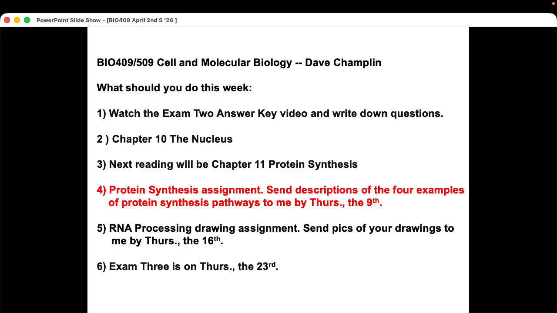The 3rd exam is going to cover this chapter on the nucleus that we're talking about, then a chapter about protein synthesis, and then a chapter about the cell membrane. So we're talking about the nucleus, so look at that chapter. Then our next reading is going to be chapter 11, protein synthesis. And I put this in red because I added an assignment.